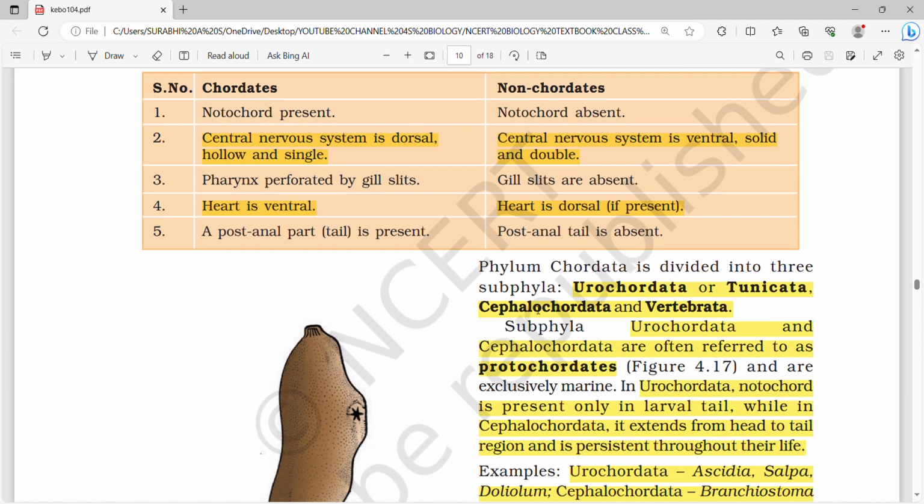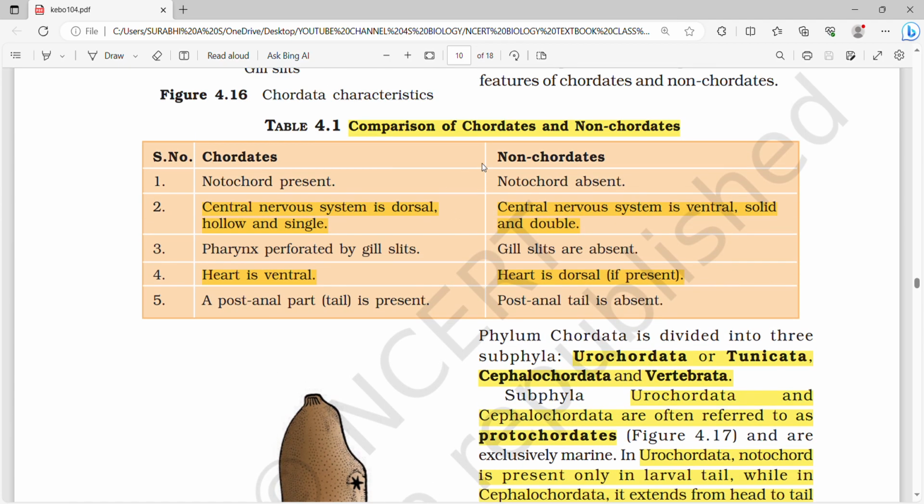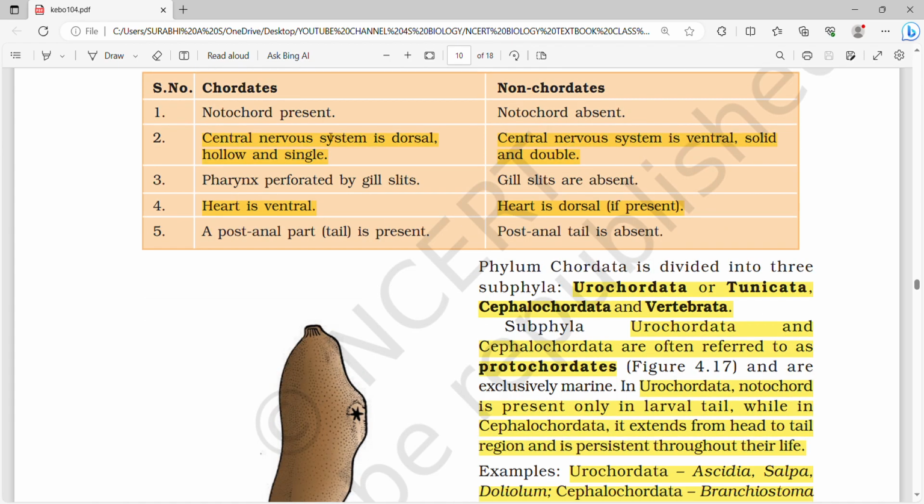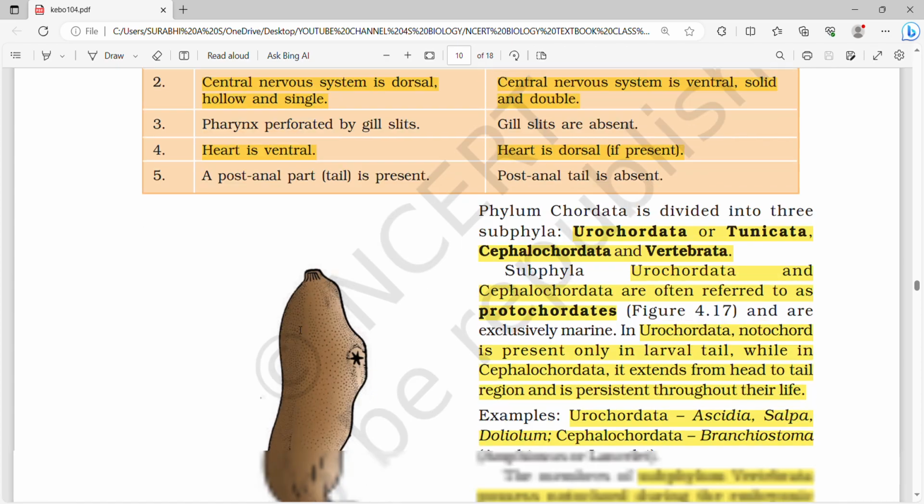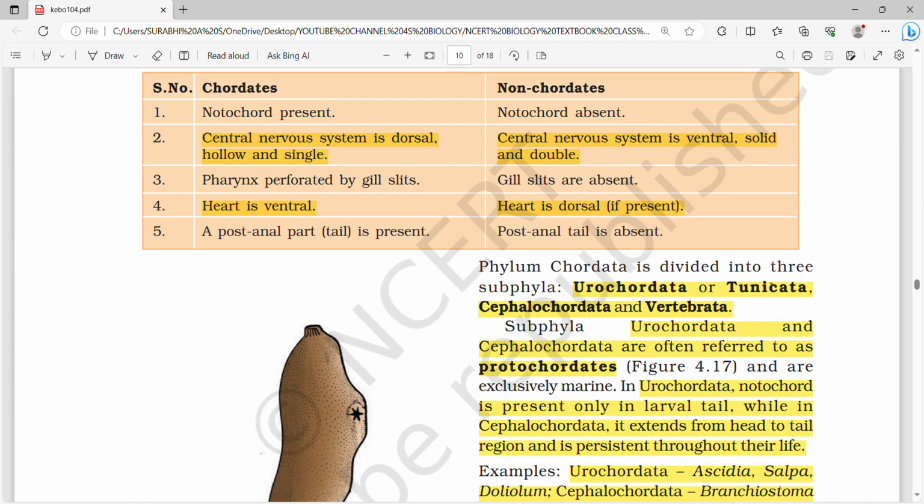The comparison between these two is important, and the main thing you should remember is that the central nervous system is dorsal in chordates, whereas it is ventral in non-chordates. So you can remember CDC, CVN. And the heart is ventral in chordates, while in non-chordates the heart is dorsal if present. So you can remember HVC and HDN. If you know any one of these, the other one would be the exact opposite.